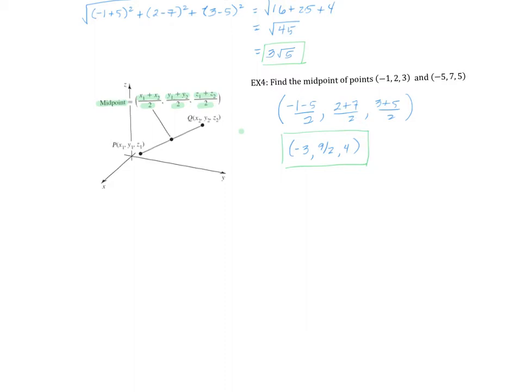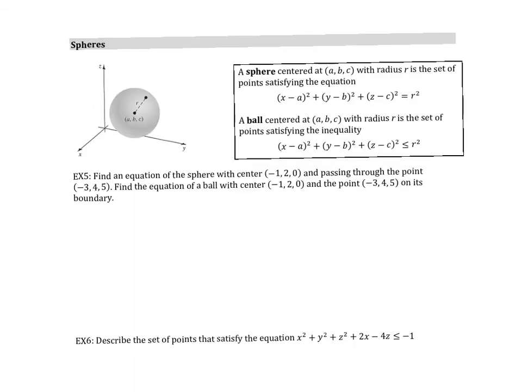Okay, moving on to another shape that we see quite often in three-dimensional space. We're going to talk about spheres and then a ball. So the sphere is hollow, a ball is solid. When we look at the equation of a sphere, it's similar to the equation of a circle, but since it's in three-dimensional space, it's going to have a z value as well.